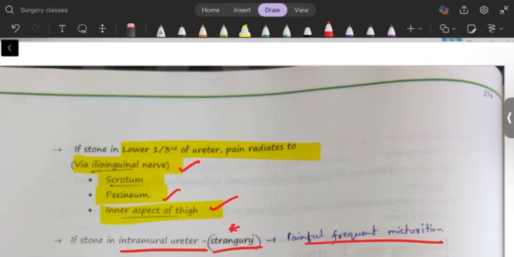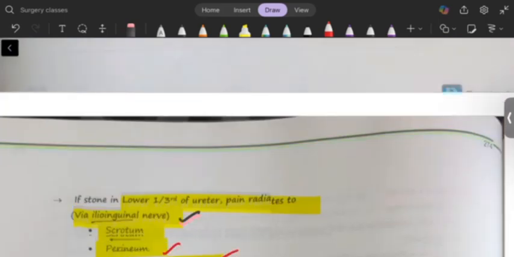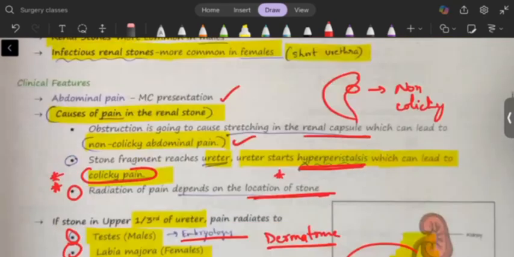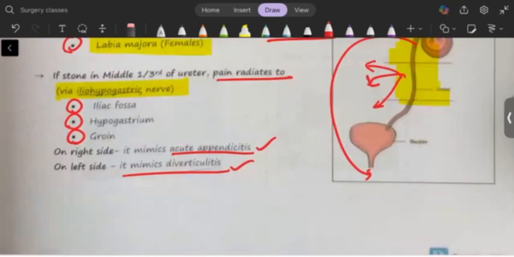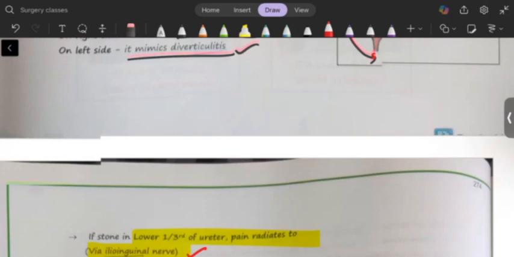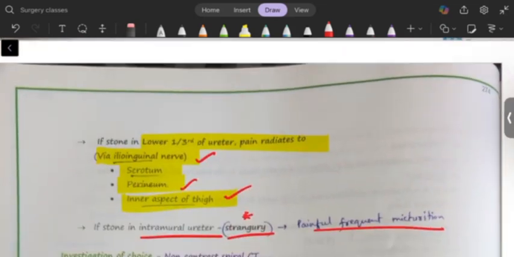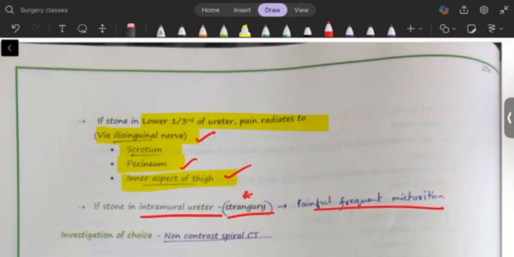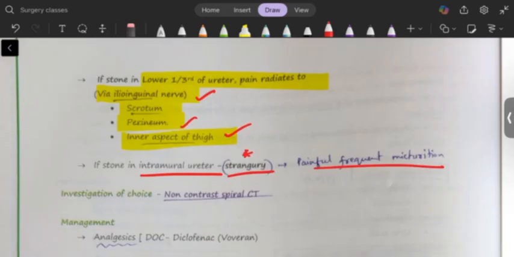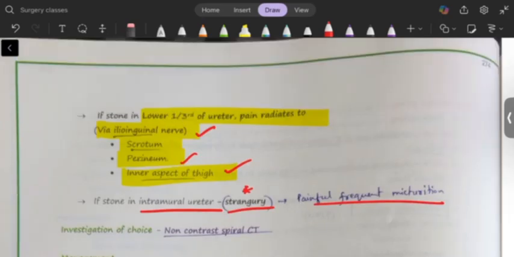Okay, so these were the clinical features, and hence it is important to ask from where the pain is actually arising and where the pain is radiating. Based on this we can easily diagnose the location of the stone, and based on that we can plan our treatment. Okay, so what other investigations? One is history and clinical features. Based on this we can localize the pain.